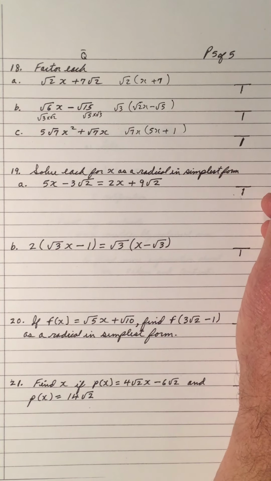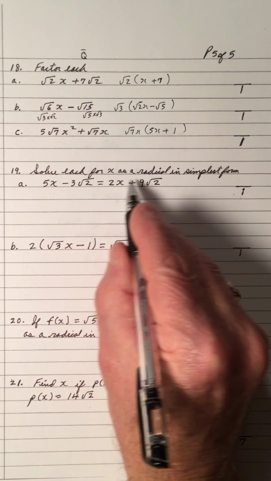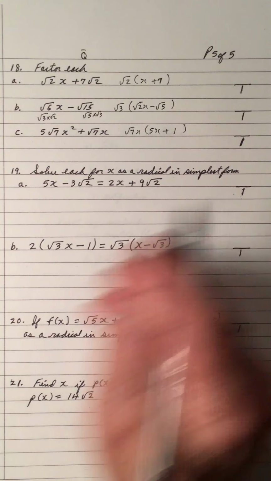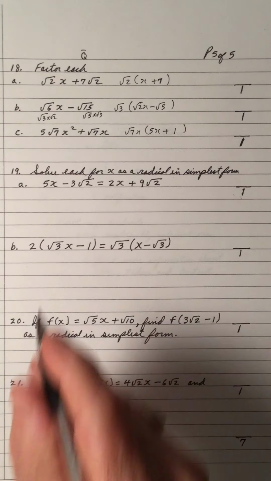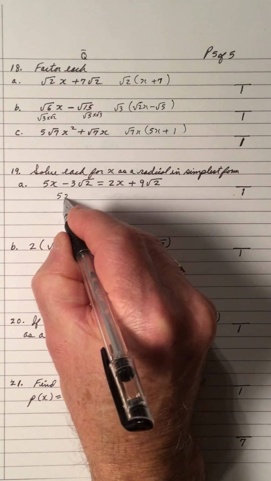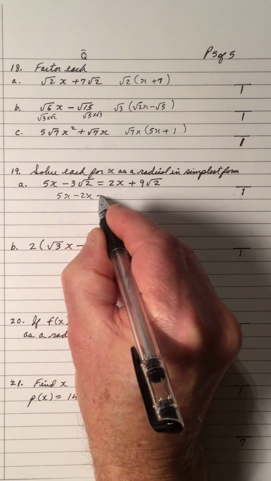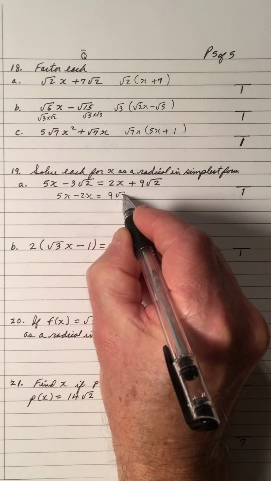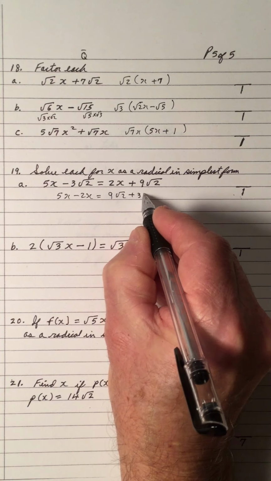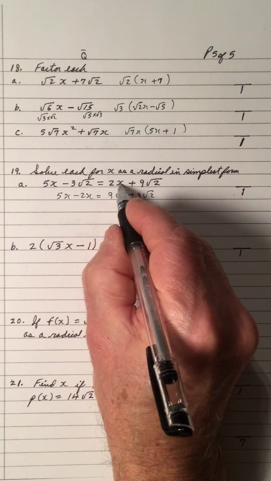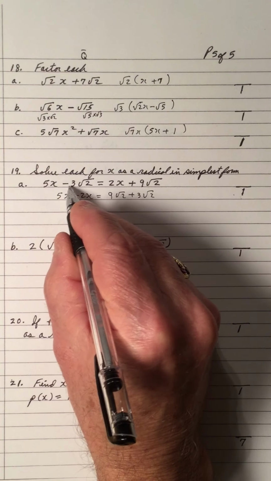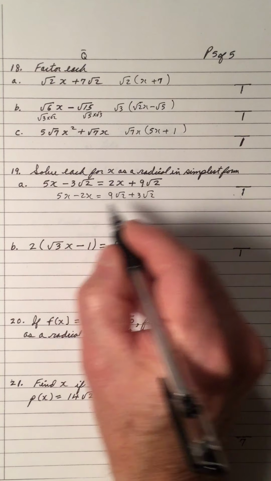Give yourself a mark. Solve each for x as a radical in simplest form. So that means we're solving for x, so all the x's will move to the left side, and all the numbers will move to the right side. So the 2x becomes negative, and the negative 3 root 2 becomes positive.